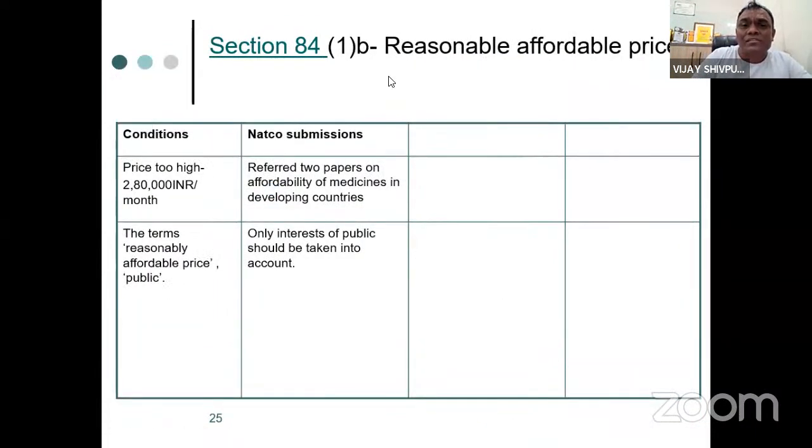Now the next one is a reasonably affordable price. Now the condition is that the price is too high. 2,80,000 is the price that the patentee, Bayer, was selling the product at, and NATCO submitted some papers about affordability of medicine in developing countries. Only the interest of the public should be taken into consideration. Actually, those were NATCO's submissions.